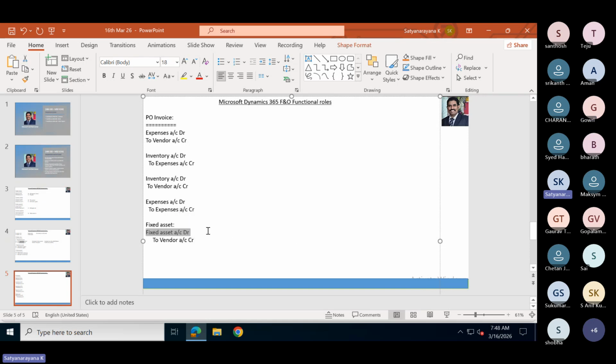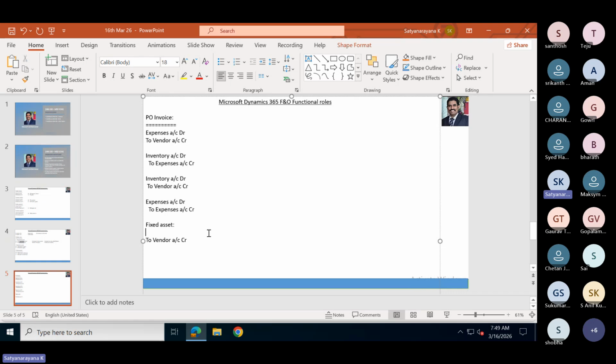So in the fixed asset, that is the reason I'm explaining here. It is purchase order to invoice posting. There is an extension now. Expense account debit to vendor account credit is converted, expenses into inventory. Here expenses is converted into fixed asset. What is fixed asset now? Is it a real account, nominal account, or personal account?